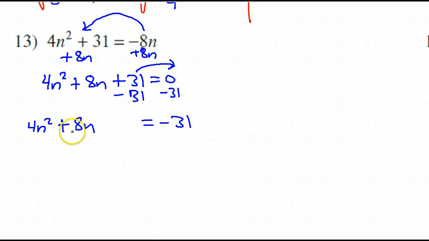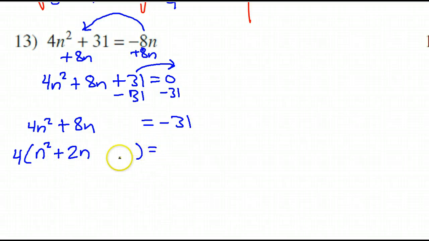Do not take half of the middle and square it right now. Not while there's a leading coefficient that is not 1. We have to do the GCF over here on the left. So I'm going to have 4 out front, and that'll be n squared plus 2n, leave a space, is equal to negative 31. Okay, so inside of here now, half of 2 is 1, 1 squared is 1. I will not add a 1 over here though. I will add a what? I will add a 4, because it's 4 times 1 really. So I'm going to add a 4.